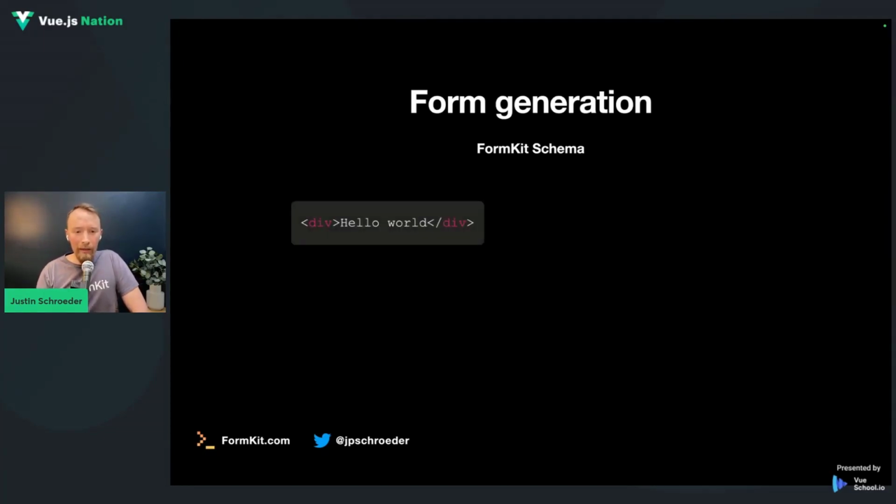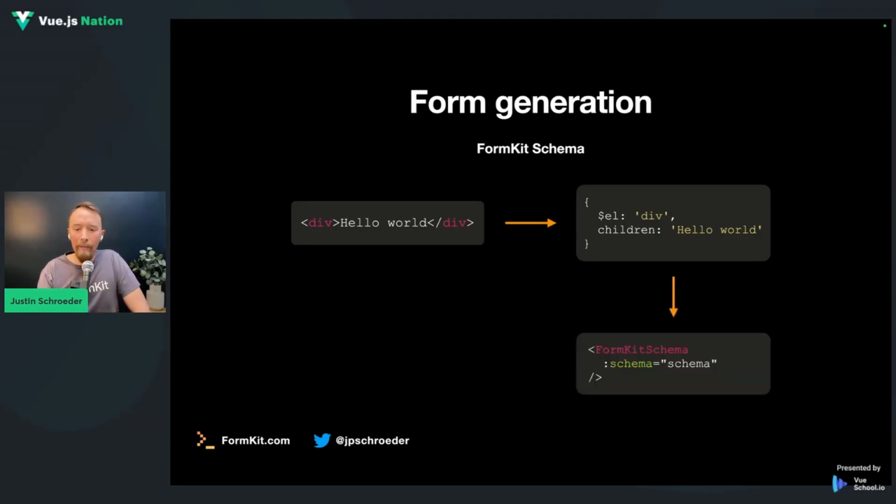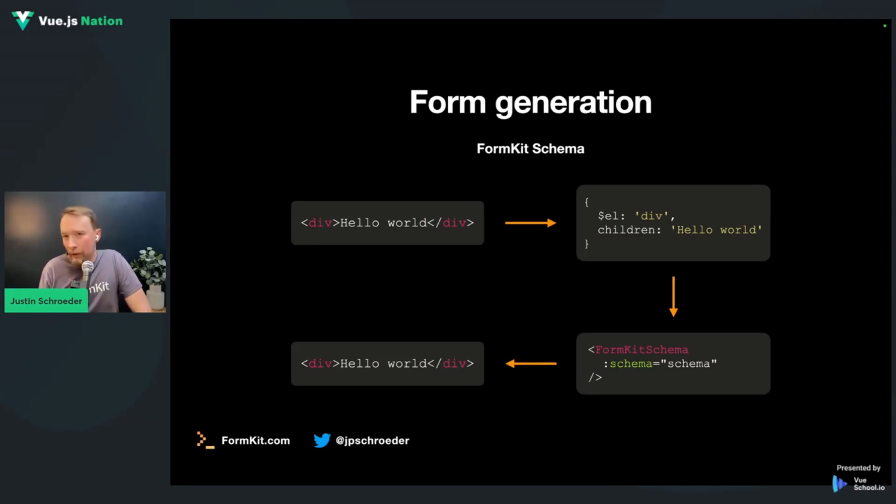What it means is that you can have something like this div. Okay, we've got a div with hello world, relatively simple. And then you can represent that using a serializable format. So in this case, it's basically a JSON compatible object here. You could just serialize that to JSON, no problem. You've got $EL, which says what DOM element is going to get rendered, and then what's going to get rendered inside of it is just the children. So you can take this and pass that object as a prop to the FormKit schema component, and then you get the rendered output of div hello world. Great, what's the big deal?